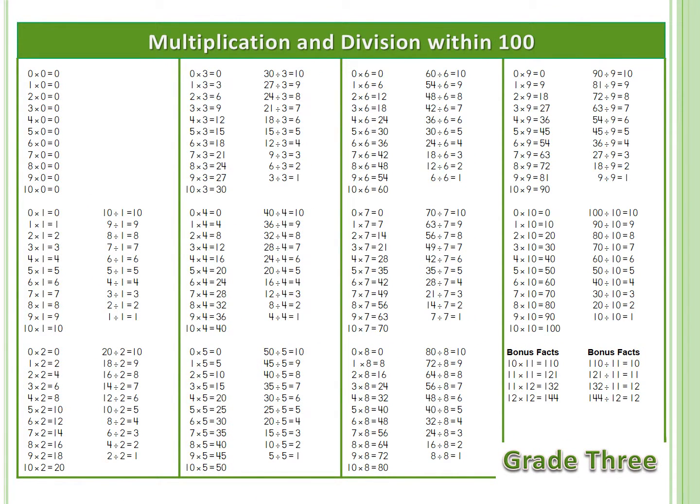Developing automaticity with multiplication and division facts to 100 is the primary focus in grade 3. A deep study of the conceptual understandings behind the operations begins in September and is investigated throughout the year. Multiplication and division are related operations and are taught and tested simultaneously.